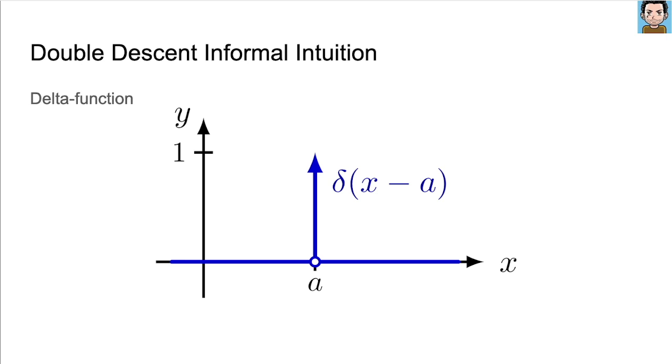Before discussing the resources in the previous slide, I want to present a hand-wavy intuition for double descent. To do so, I will recap what a delta function is. A delta function is a simple function that has a zero value for the entire domain except for a single value. For instance, this is a delta function that is zero everywhere except when x is equal to a. For simplicity, let's say it has value equal to 1 when x equals a.